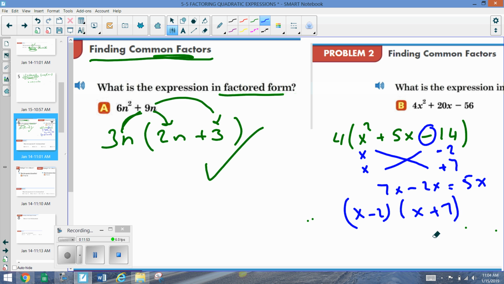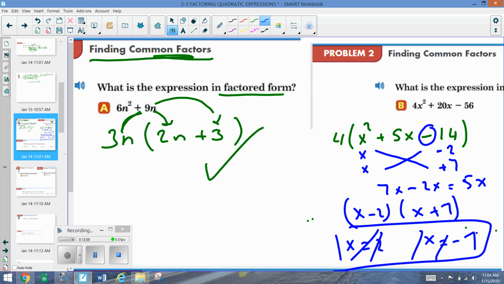Please pay attention. What we're doing is finding the factors. We're not solving for x. If I asked you to solve for x, you would say 2 and negative 7, okay, but we don't worry about it now.